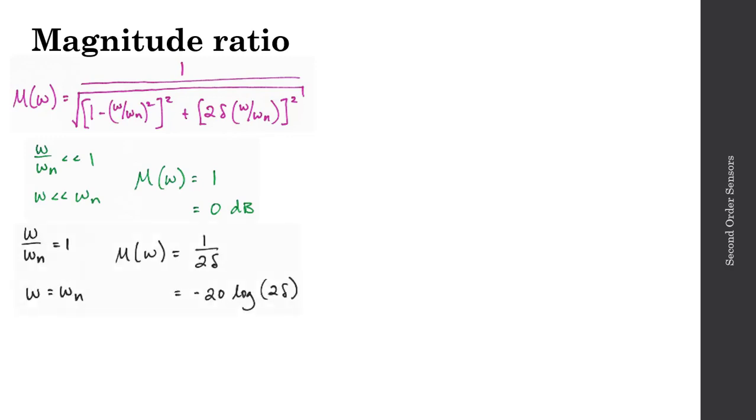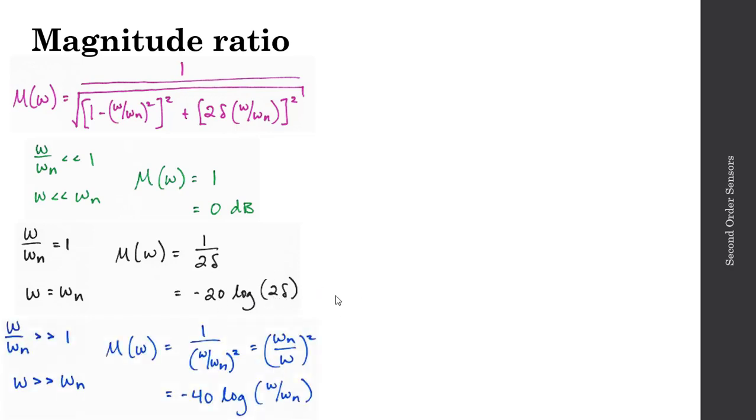My second case occurs when omega divided by omega n is equal to 1, or in other words, omega, my input frequency, is equal to omega n. It's equal to the natural frequency of my system. In this case, these omega over omega n terms equal 1. Right? So this term drops out. 1 minus 1 is 0. And I'm left with 2 times zeta squared, but then I take the square root of that. So in the case where my input frequency is equal to the natural frequency of my system, my magnitude ratio is equal to 1 over 2 times zeta. Or equivalently, I could write that as minus 20 times the log of 2 zeta in terms of decibels.